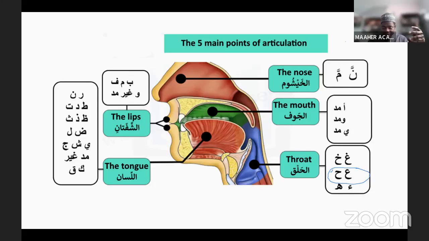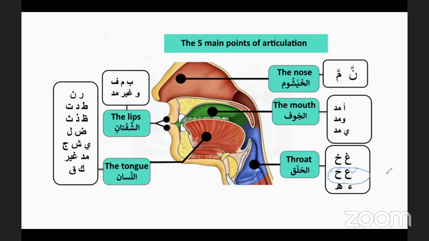How do you pronounce the second letter? You already pronounced the ain. Pronounce the second one. Ha. So instead of blocking the passage of the air from the throat, you're letting it go, right? But with the ain, the passage is blocked a little bit.